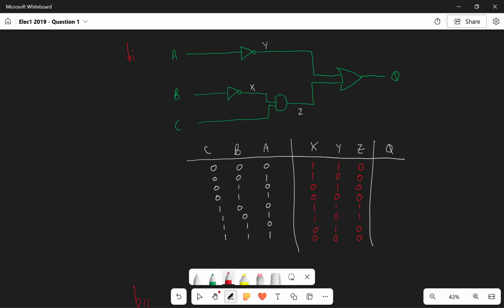And then Q is the OR of Y and Z. So 1 0 1 0 1 1 1 0.